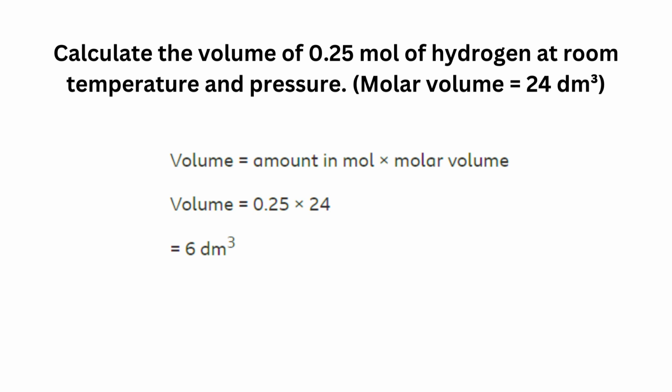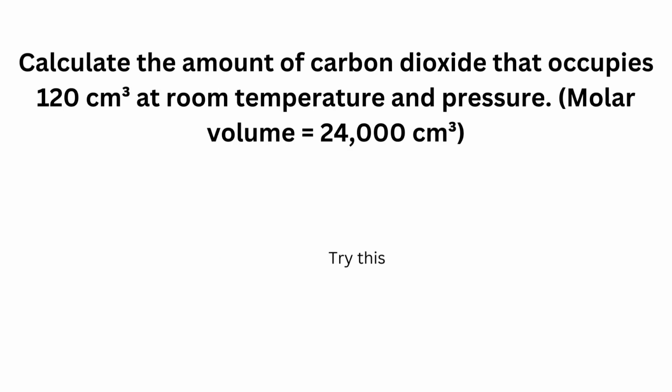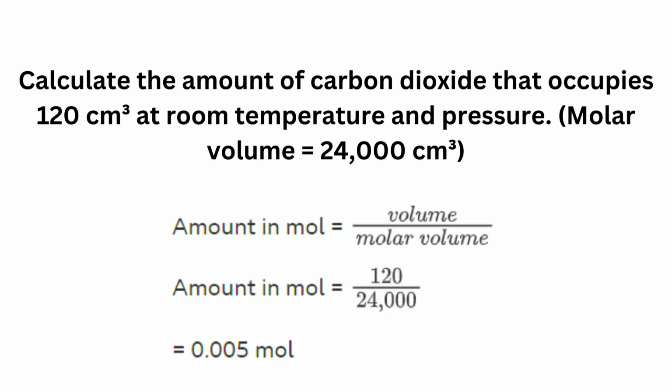Example, calculate the volume of 0.25 mole of hydrogen at room temperature and pressure. Molar volume is equal to 24 dm cube. Volume equals moles times molar volume, which gives you 6 dm cube. Try this example. Calculate the amount of carbon dioxide that occupies 120 cm cube at room temperature and pressure. Molar volume equals 24,000 cm cube. The answer is 0.005 mole.